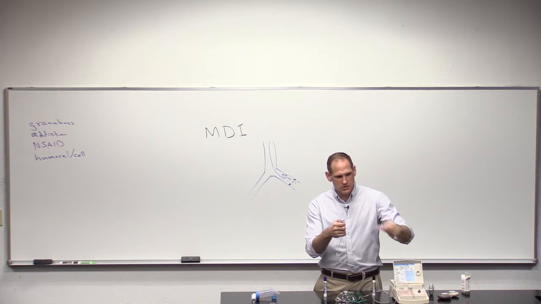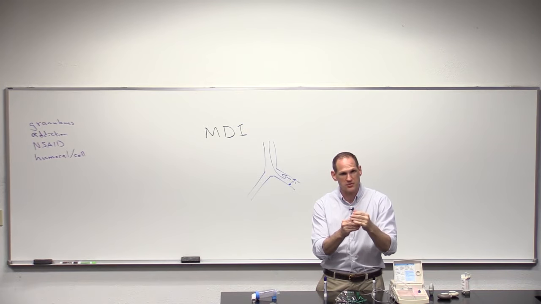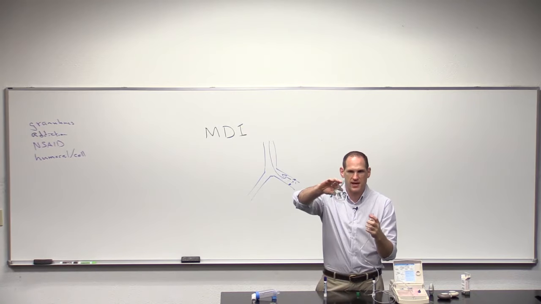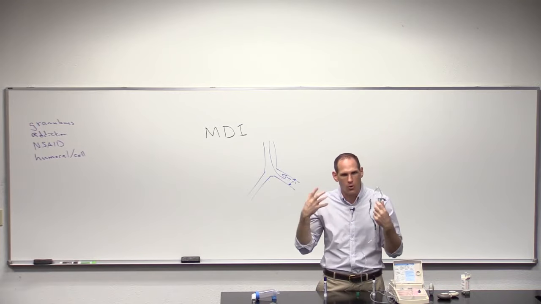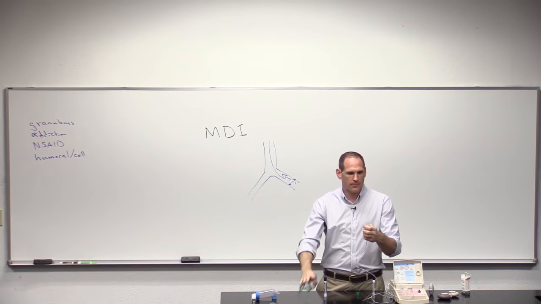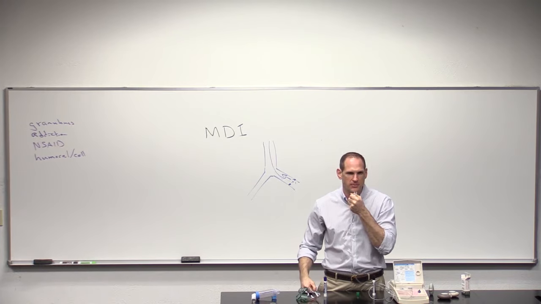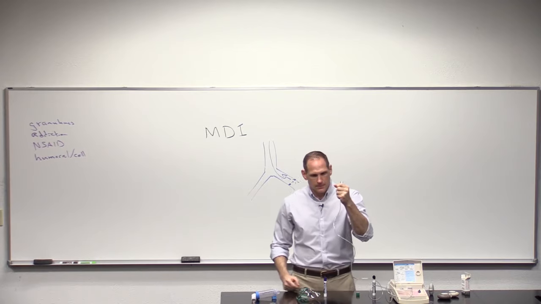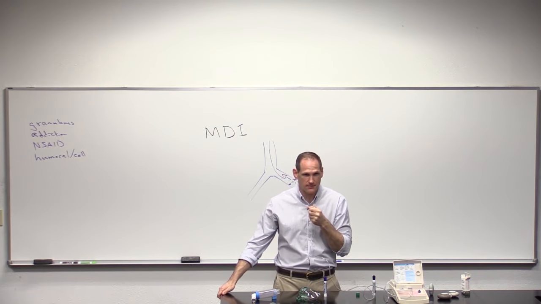That would go into this little chamber here. You put this back on, and then there's a mouthpiece of some sort. The mouthpiece in this case is a mask. You can use this for a little kid or for an adult who maybe is too weak to hold it up themselves. But more commonly, you're going to see a little mouthpiece on here, and the patient holds it to their mouth and breathes it in. Now, these don't work if you don't put it up to your mouth and breathe it in.